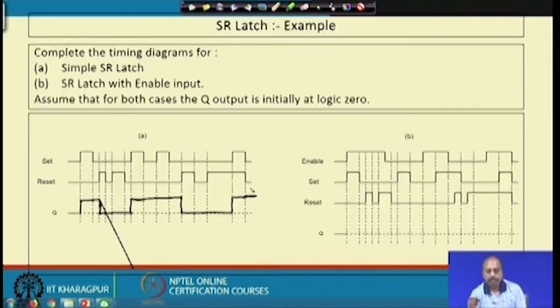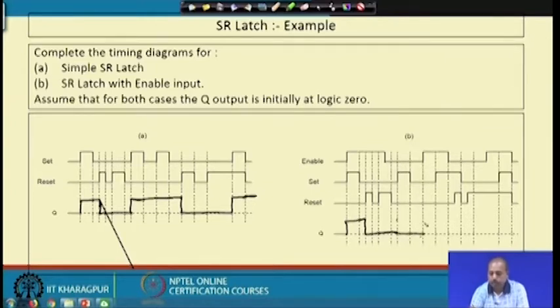Similarly in this case everything remains the same, the only thing is that the enable line also has to be considered. At this point the enable is high and set is high, as a result the signal will become high, and enable is high up to this point. So, till this point whatever changes are occurring in S and R will be considered. So, it will come up to this point, then it will go down, then again the S signal is high at this point. It continues like this, but at this point it cannot change because enable is low.